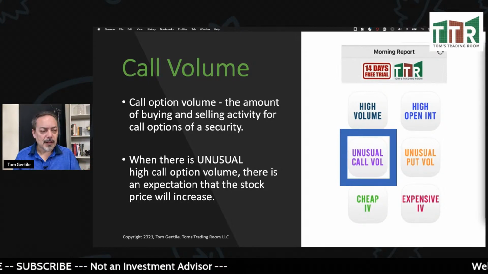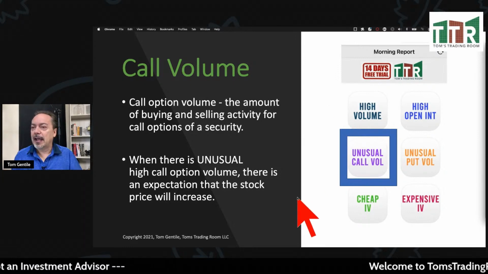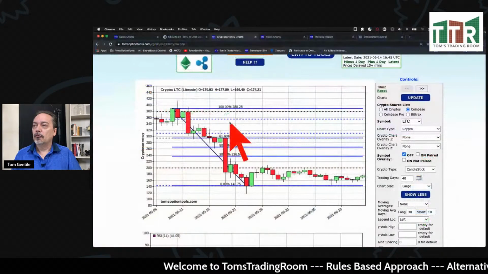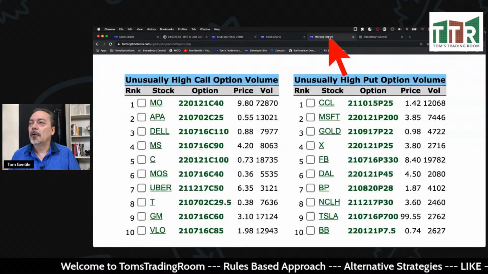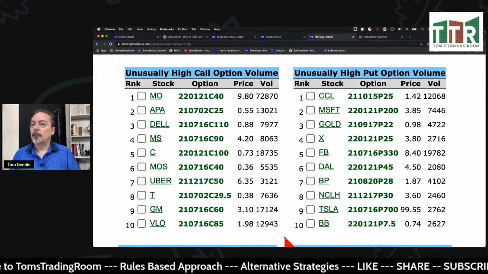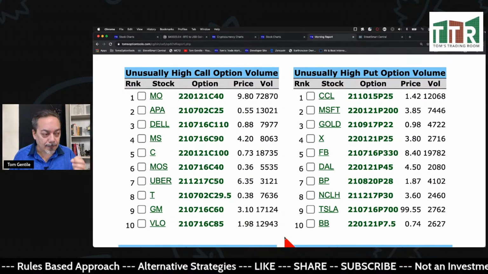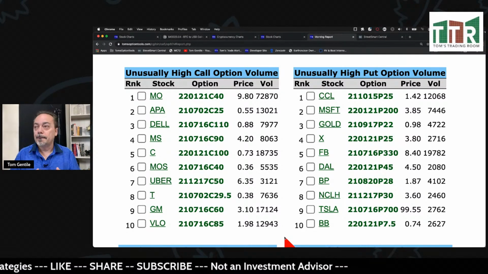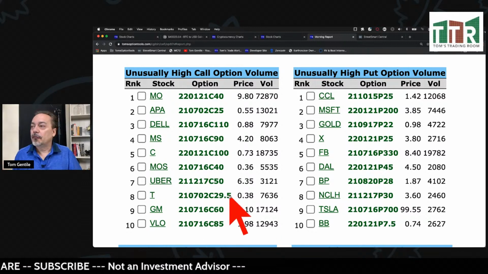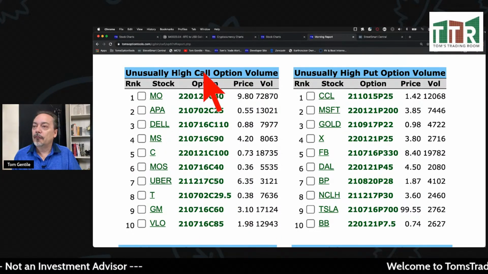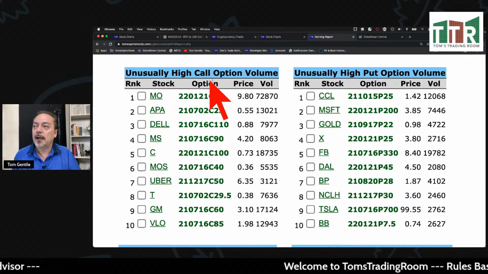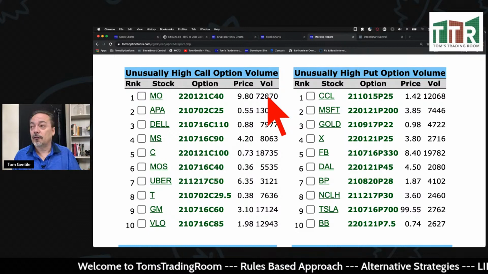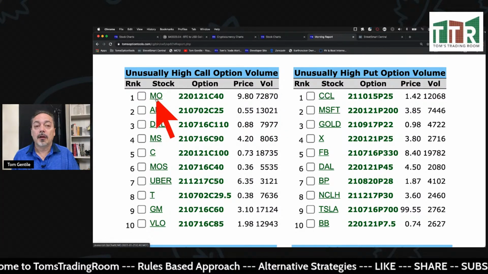Okay. So let's switch gears here and let's look at unusual call volume, because something came up on my radar. I'm going to bring up the morning report right here on the site. This is available on Tom's Option Tools, but again, you can get it using the free report that we offer through the app. So take a look here at our top 10 on the left. These are the unusually high call option volume that occurred from the most recent day. That's Friday. And we're seeing that Philip Morris is at the top of the list.